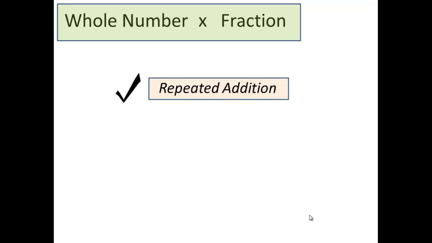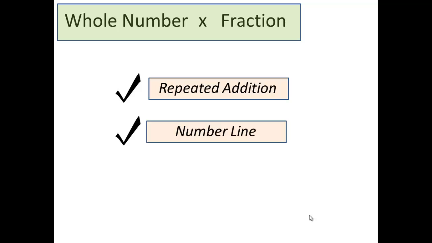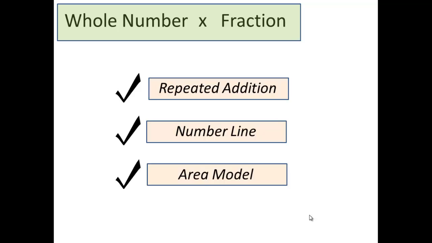So, to review, there are 3 different strategies you can use if you have a whole number times a fraction. There are some others we're going to talk about, but the 3 we just went over, why don't you whisper to your neighbor those 3 now? See if you can remember. Okay, did you get this one? Repeated addition. And then what was the one we did after that? That's right, the number line. And then finally, the one we just went over, my favorite, the area model. All right, so that's whole number times a fraction.